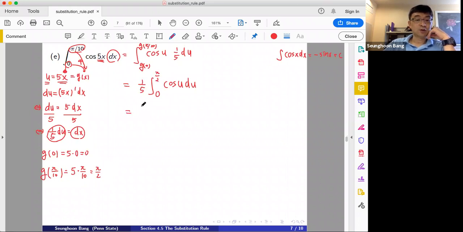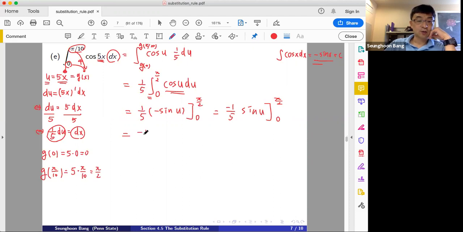The next step, you need to find the antiderivative. Integral cosine u du is negative sine. So minus 1 over 5 times the negative sine of u from 0 to pi over 2. You can keep negative 1 over 5, negative 1 over 5 sine of u from 0 to pi over 2. So you can plug pi over 2 into here, the negative 1 over 5. So what's that? This is sine of pi over 2.